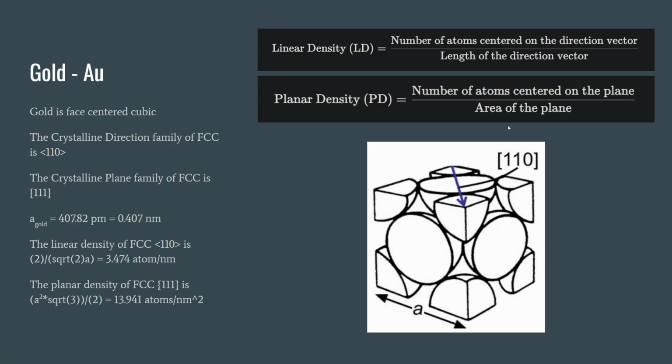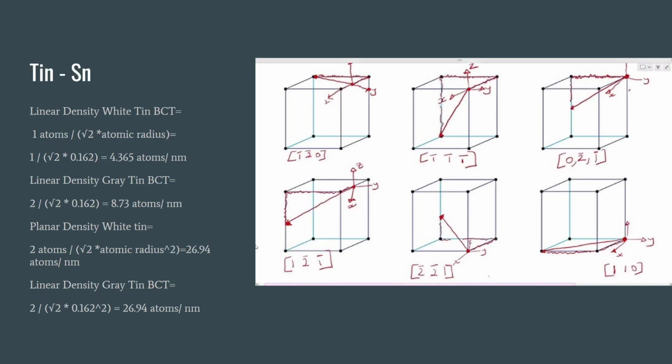Now, to get its planar density, you take the number of atoms centered on the plane and divide that by the area of the plane. Doing that, you get 13.941 atoms per nanometer squared for gold. We do this again for tin, both white and gray, to get the values seen here. And to the right here, we see a diagram of a family of directions, specifically the 1, 2, 0 family of directions.